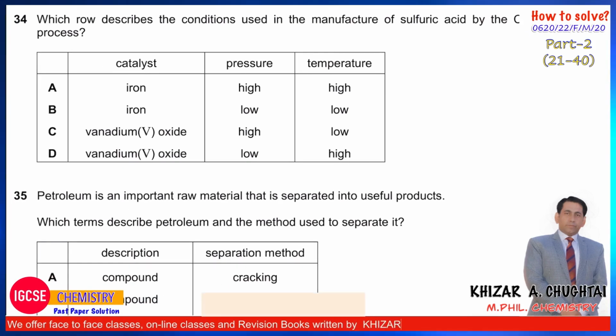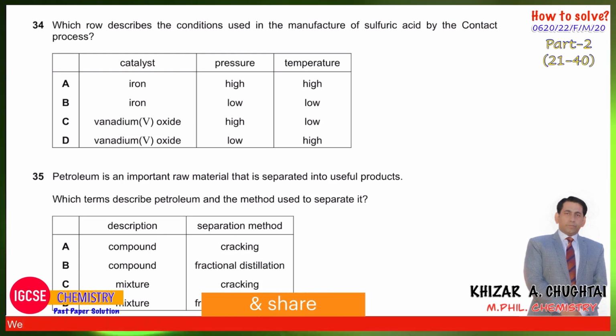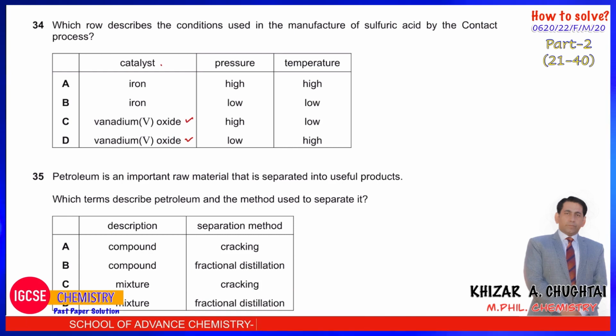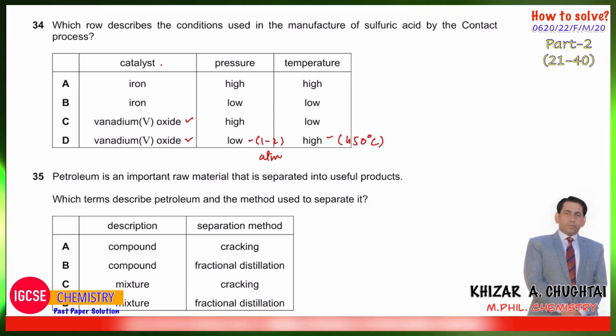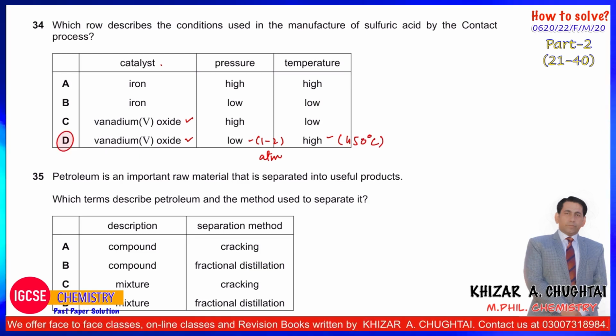Question number 34. Which row describes the conditions used in the manufacturing of sulfuric acid by the contact process? Catalyst, we know that is vanadium(V) oxide. Pressure, low pressure, 1 to 2 atm is used. And temperature is high, not the highest, an optimum temperature of almost 450 degrees Celsius. So D is the correct option.